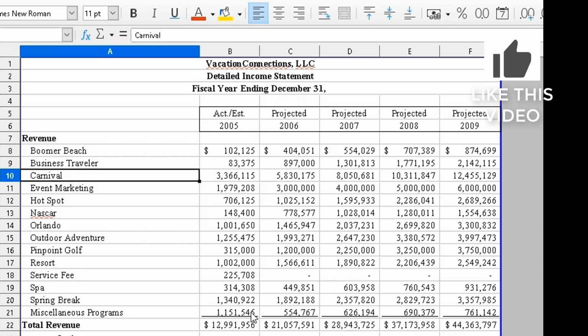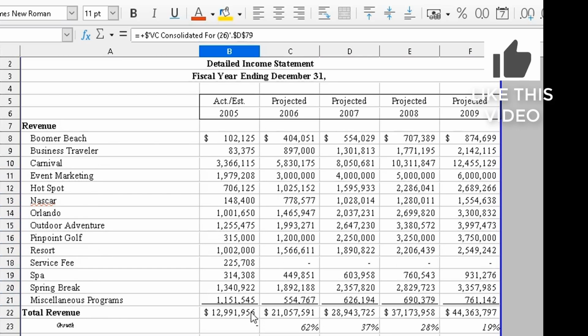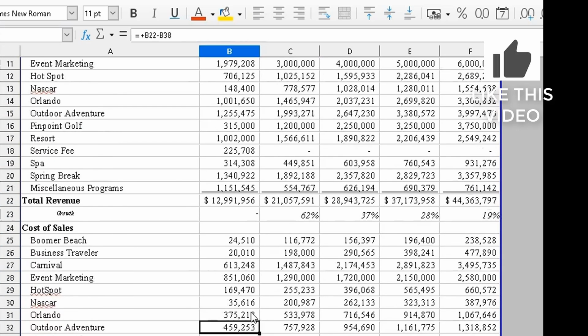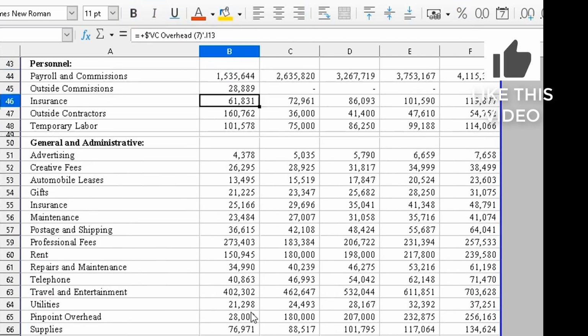And then when they got home, they would purchase those products. So you can see that Vacation Connections' biggest client was actually Carnival Cruise Line. They generated around $3.5 million from Carnival, then event marketing, NASCAR, Orlando, Pinpoint Golf, resorts, etc. Then the cost of sales.